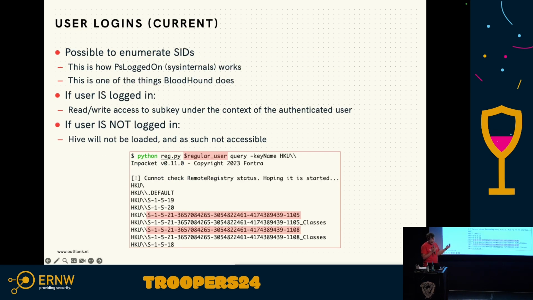We modified reg.py a little bit, because normally if you query HKU, it will default to HKCU, and then you won't see everything. But in this case, if you enumerate it, you will see all the SIDs of users that are at that moment interactively logged into the machine. This is also how, for example, PsLoggedOn works, and how BloodHound collects some of its data, so that you can see who is actually logged into the computer at that point. If the user is logged in, the SID will be in the entries. If it's not logged in, the hive will not be loaded, and it will not be accessible.